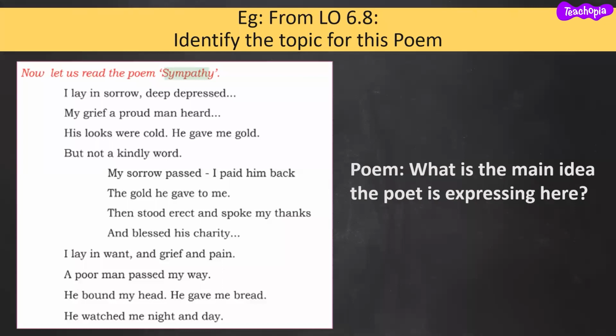Let me repeat for the final time. In step 1, you have to read the poem. In step 2, you have to underline related words and concepts. Finally, in step 3, you have to ask yourself, what is the main idea the poet is expressing? That answer will be your topic. So teachers, your time starts now. You have 2 minutes. Please follow the steps and tell us the topic of the poem.